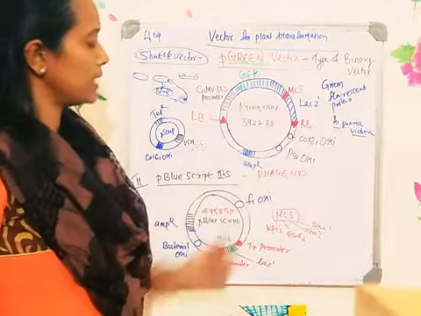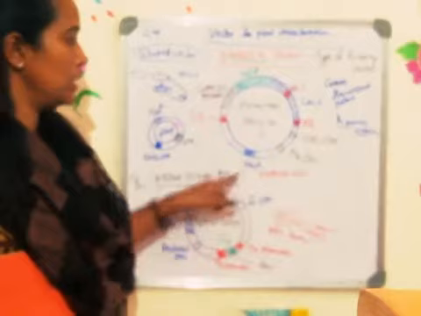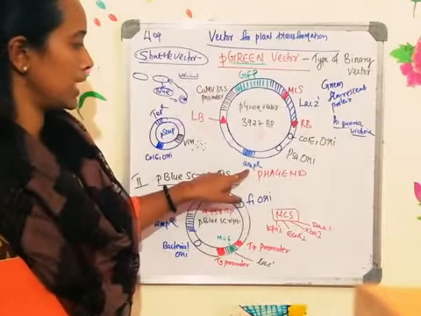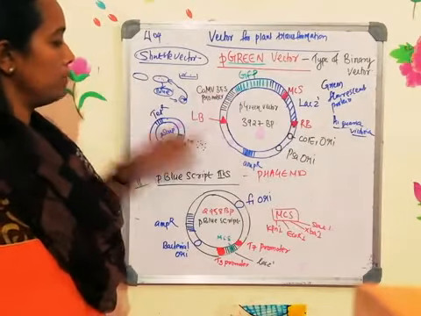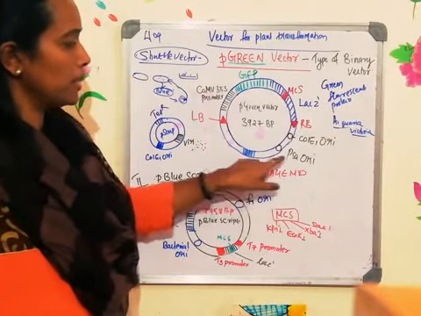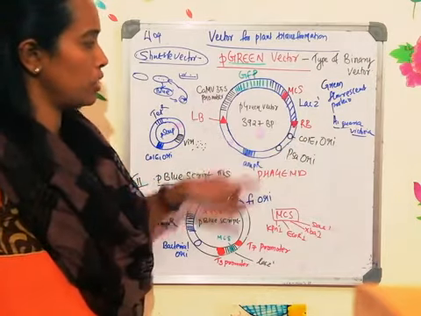Now what else? What are the other sites which are there in this particular vector? One is the ampicillin resistant gene. Again, that is for when you are putting the plasmid into the E. coli cell, you can select them by using this ampicillin resistant gene. And two origins of replication are there.